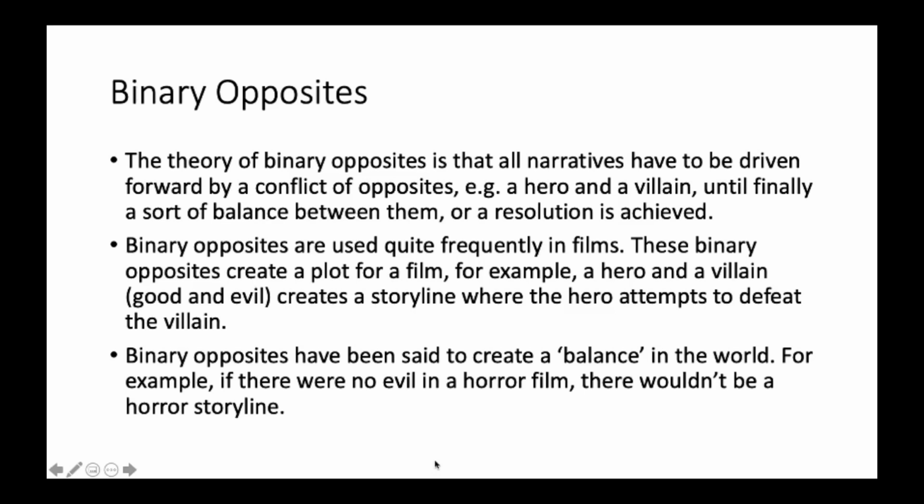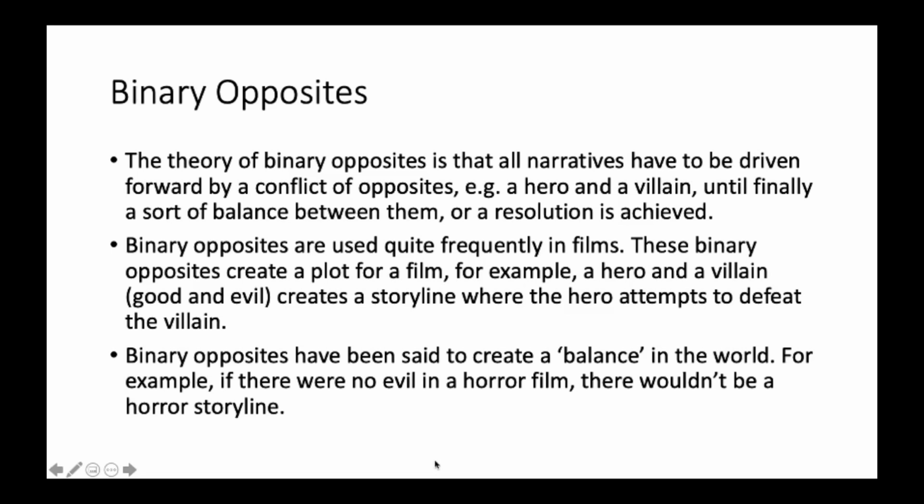Okay, now this conflict of opposites between those two characters happens until finally there is a balance between the two, or the resolution is achieved. It might be by the hero defeating the villain, it might be by the villain joining the hero on his side, whatever your film may be. But that is essentially what it is in its most simple form.